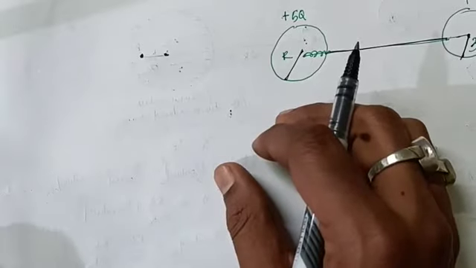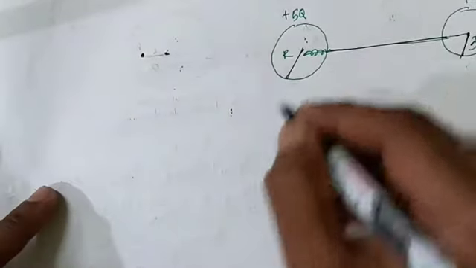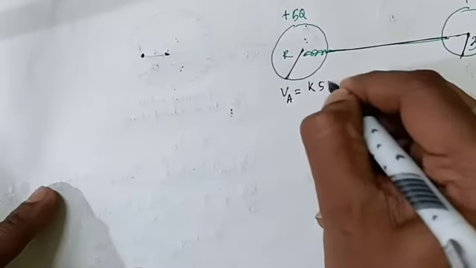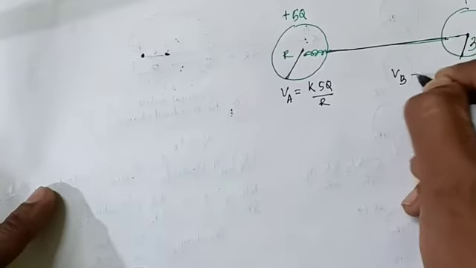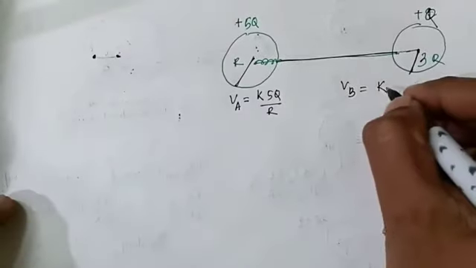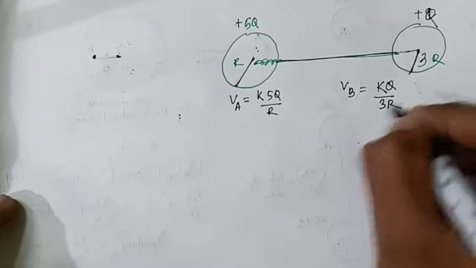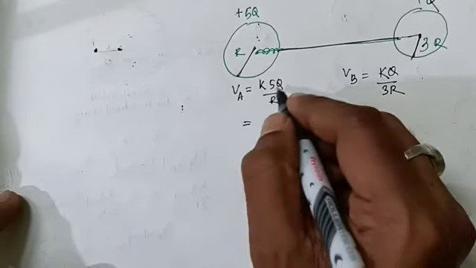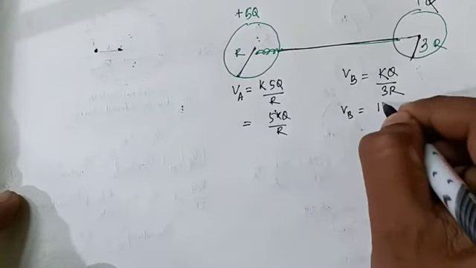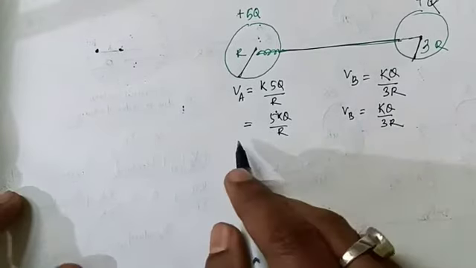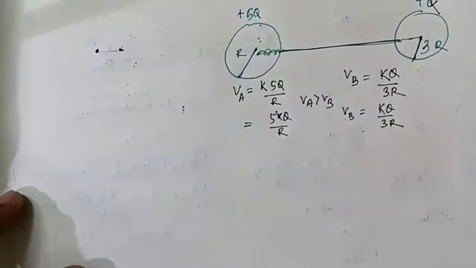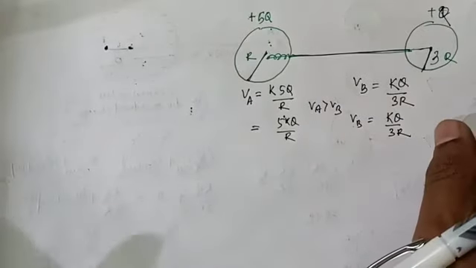Let me check whether the question is correct or not. Yes, these are the values. I will check first how much charge will flow. First check the potential. The potential of A is k 5Q upon r. And the potential of B is k Q upon 3r. Which one is bigger? This one is definitely bigger, this is smaller. So charge will flow from higher potential to lower potential.